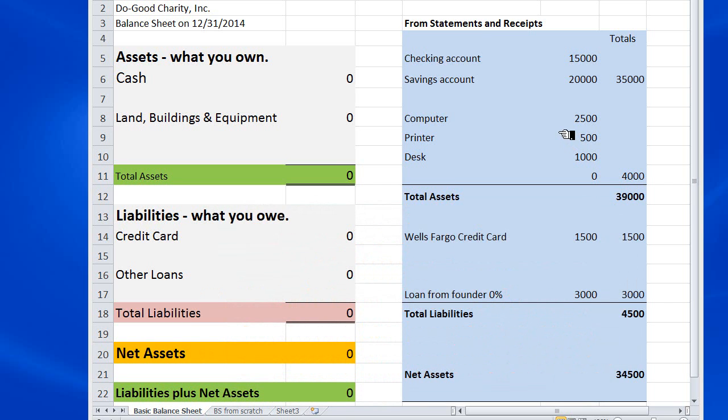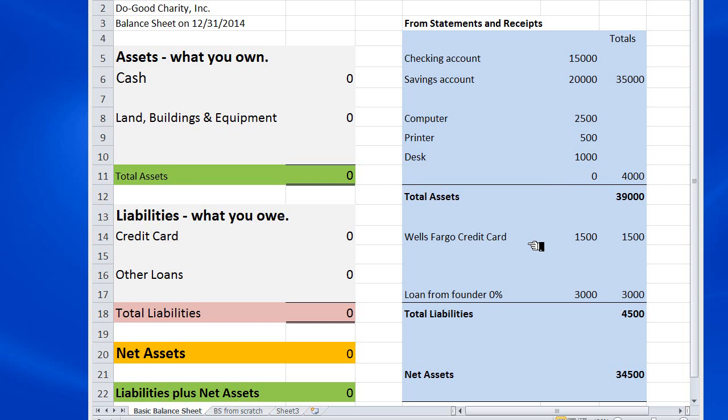Next, you want to look to see what you owe. Do you have a credit card? Do you have a loan maybe from the founder to help you get started up? Something like that you owe to someone else. You want to find out how much you owe them on the last day of the year. That's the date of the balance sheet.